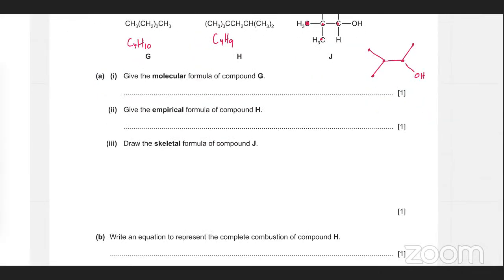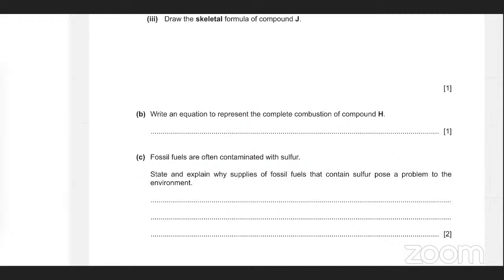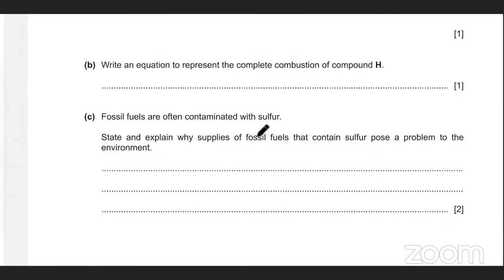So we've drawn the skeletal formula and now write the equation for the complete combustion. You can pretty much do that. Now, fossil fuels are also contaminated with sulfur. State and explain why supplies of fossil fuels pose a problem. So you're going to describe the whole acid rain thing. Okay. I think no detail would be needed. It's just that you can talk about sulfur dioxide being produced, which produces acid rain. So fuels containing sulfur.